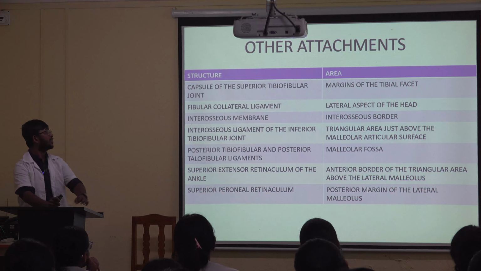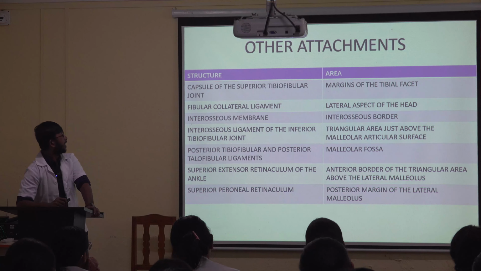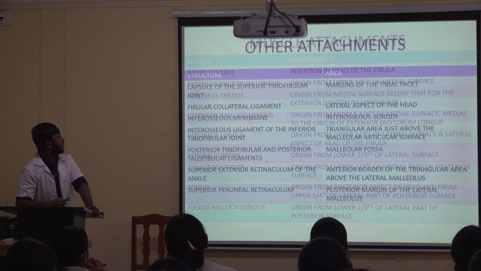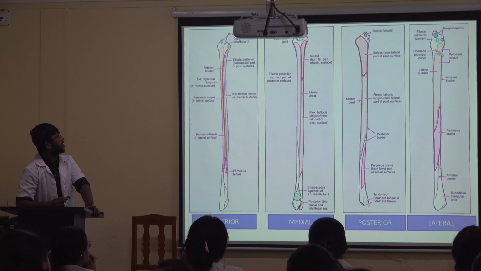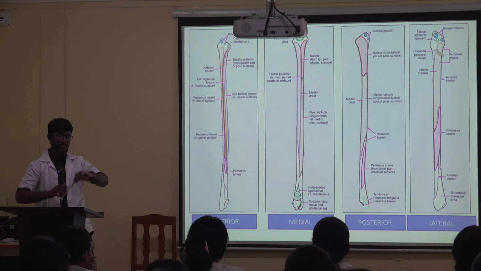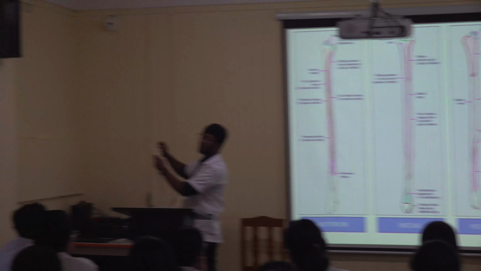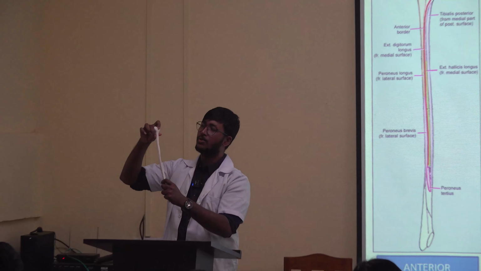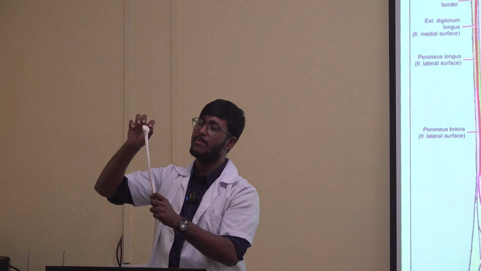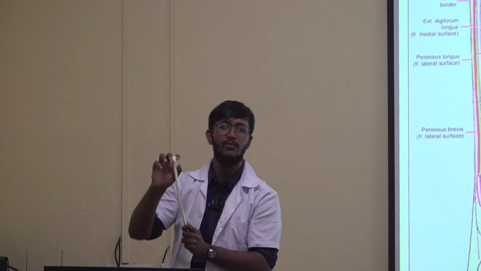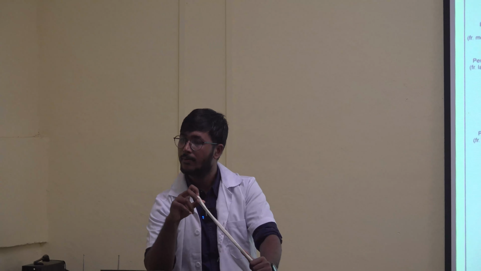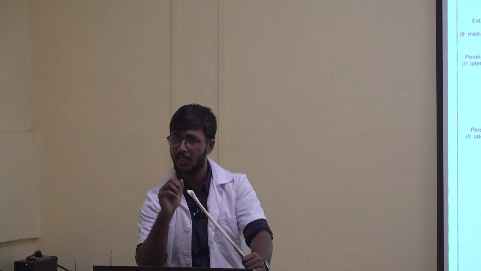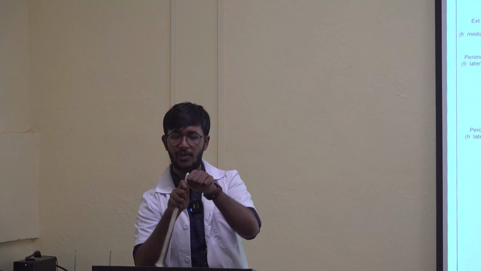There are some other attachments on the fibula. The capsule of the superior tibiofibular joint. See, this capsule is present here, almost at the head. This is the facet where the tibia attaches. Due to this, there will be a capsule around the bone. Capsule for what purpose? To prevent friction. Or else the two bones will undergo friction, and there will be erosion of the bone.